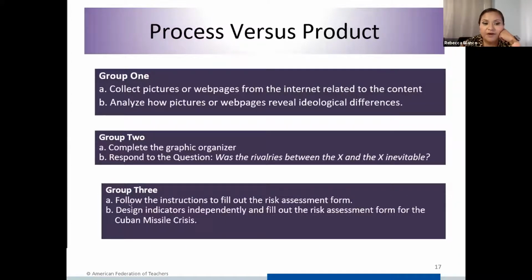It says, follow the instructions to fill out the risk assessment form. And then B is design indicators independently and fill out the risk assessment form for the Cuban Missile Crisis. What do you guys think? Is that process or product? And think, do they actually have something that they're creating or that they're doing? Yes, processing.